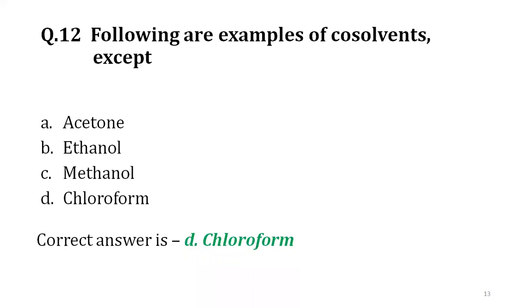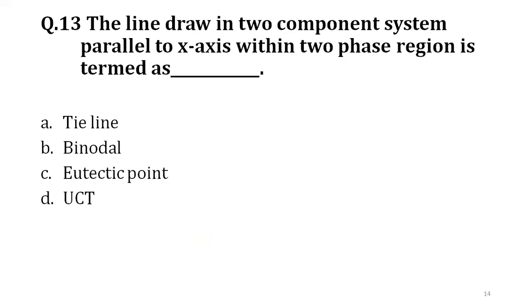All the three solvents, that is acetone, ethanol and methanol, are semipolar in nature. They are widely used as co-solvents. Chloroform is non-polar in nature, so it is not miscible with polar liquids, so it does not act as a co-solvent.